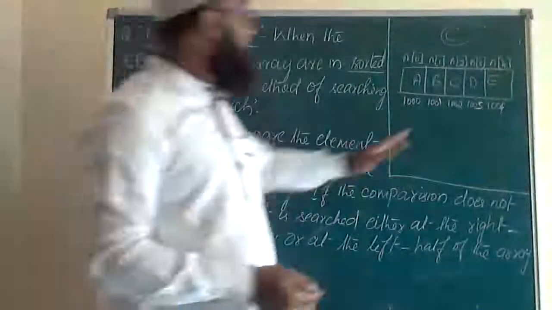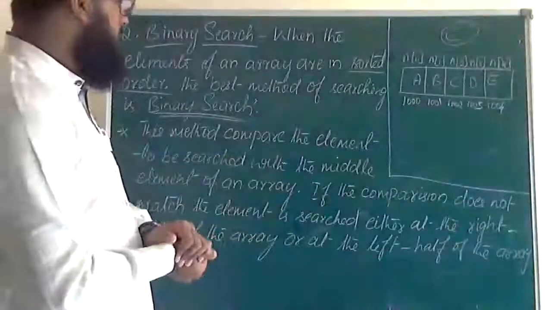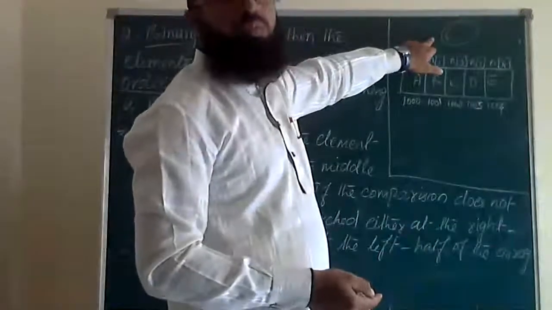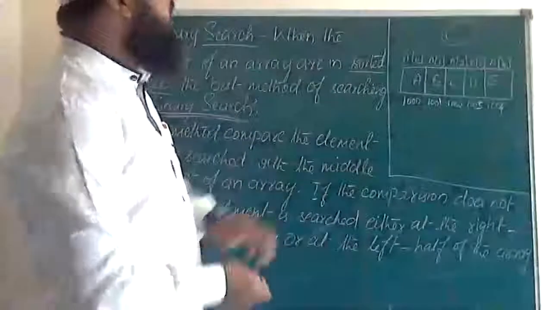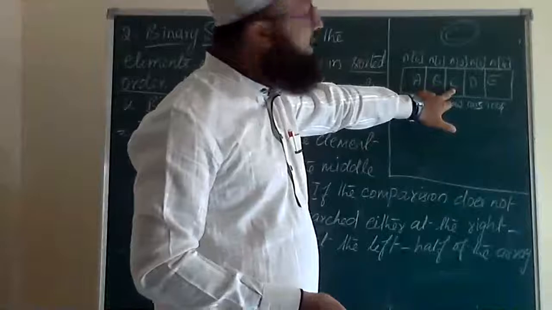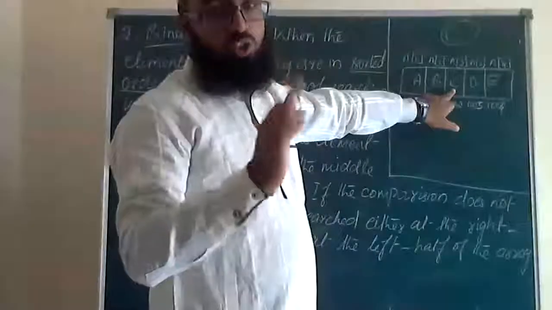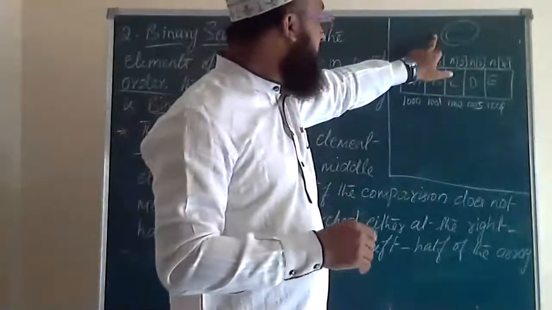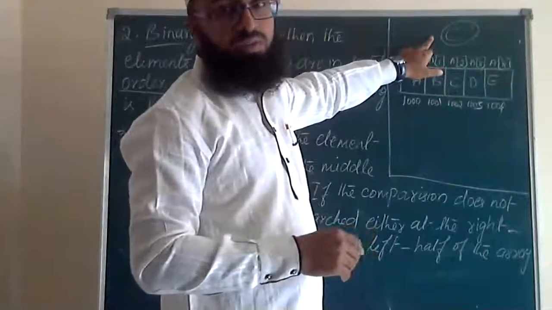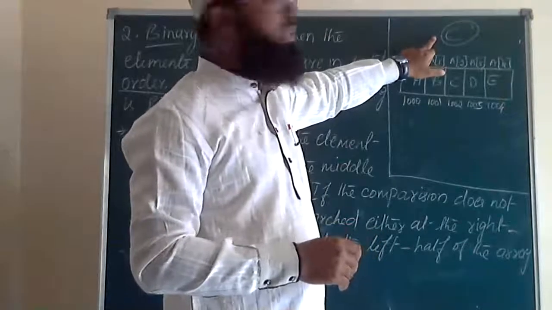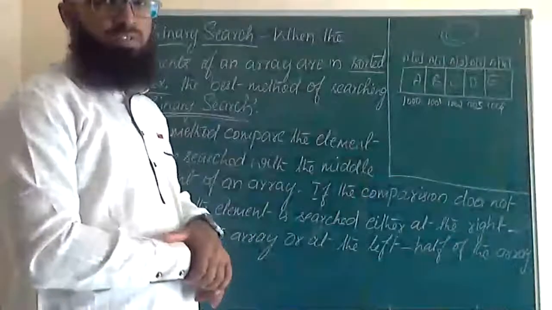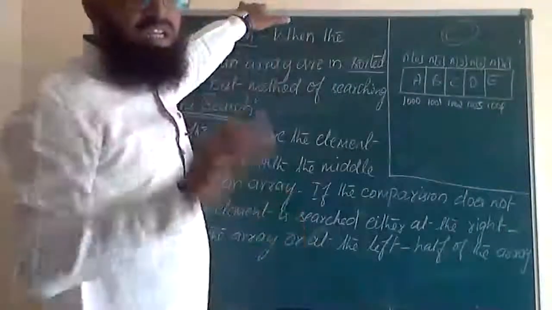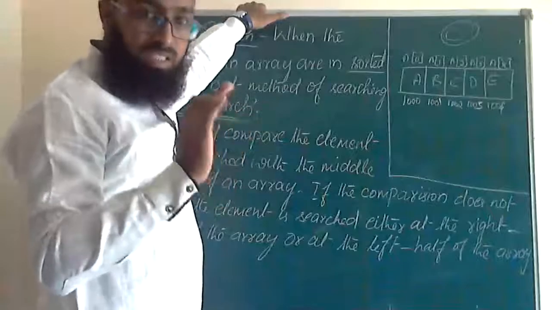But here in binary search, we will take C as the searching element. It is compared with the middle element of the array. First of all, in binary search, the element which we want to search is compared with the middle element of the array at first. If the answer is right, then it will stop its searching.